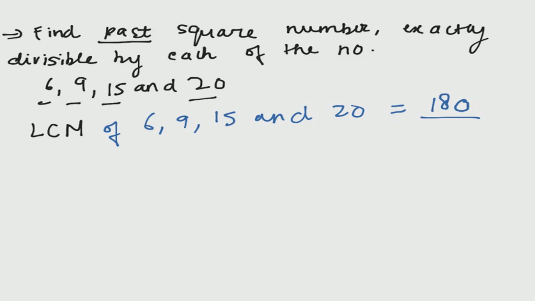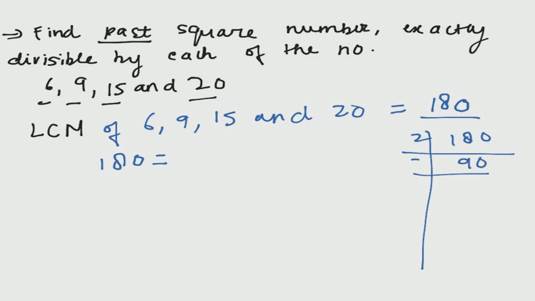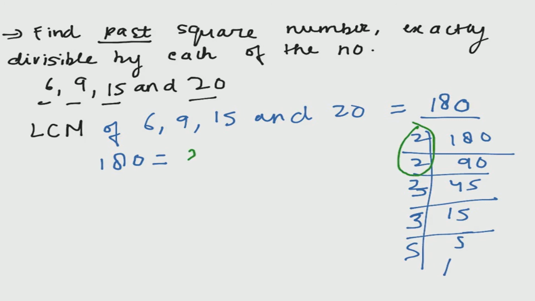Now we will find the prime factors of 180. So let's find the prime factors of 180. It will give us 90, then 45. Now it is divisible by 3: 15, then 3, 5, that is 5. So if I start making pairs, one pair will come as 2, another pair will come as 3, and we will be left with 5 because here we have a single 5.